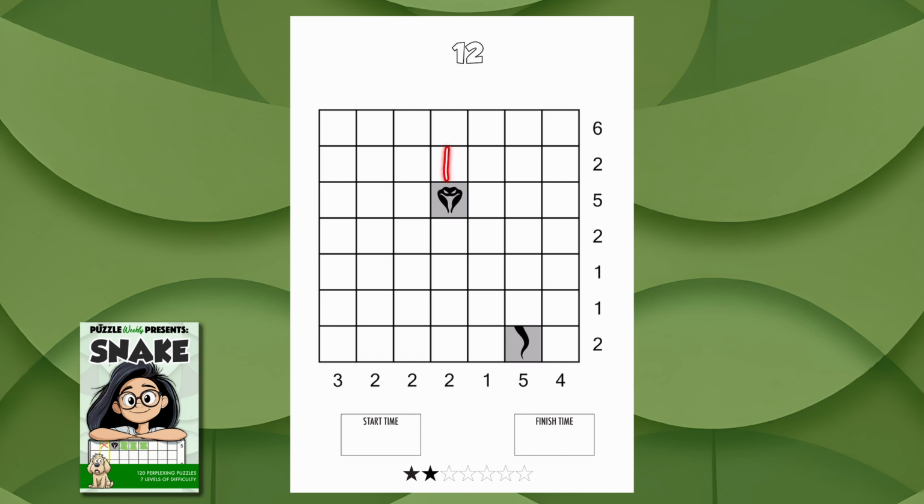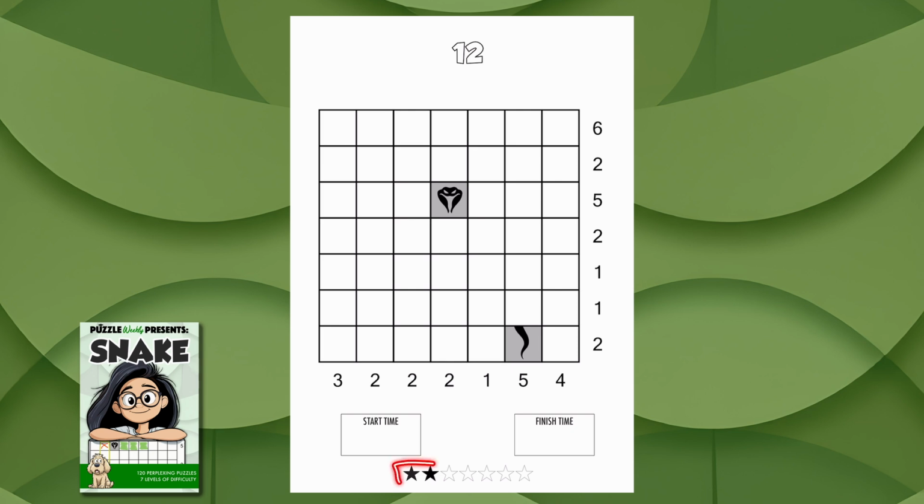We can move vertically and horizontally, and the body of the snake, as we fill it in, must never touch itself. So if we were to come up here, across here, we could not come back here because we would be touching this cell. So the rules are very simple. The puzzle quickly gets quite complicated.